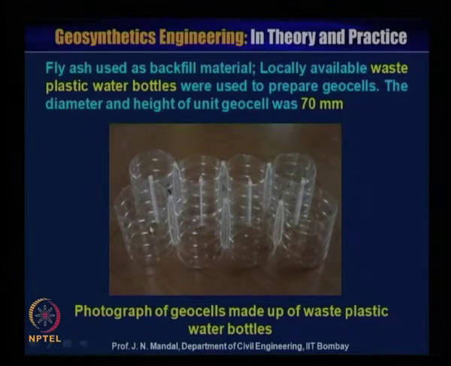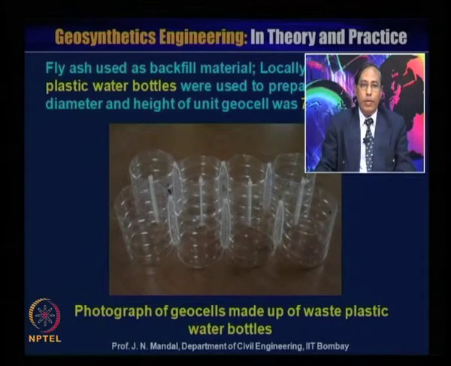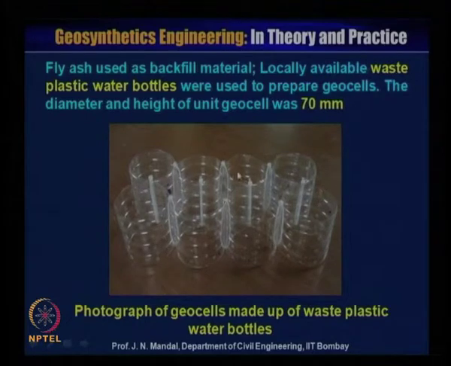So this is the photograph of geocell, which is made up of plastic waste bottles, and fly ash has been used as a backfill material. What we have discussed earlier about the fly ash, the same fly ash has been used as a backfill material, which is locally available. Plastic bottles were used to prepare the geocell, and the diameter and the height of the unit geocell was 70 millimeter.